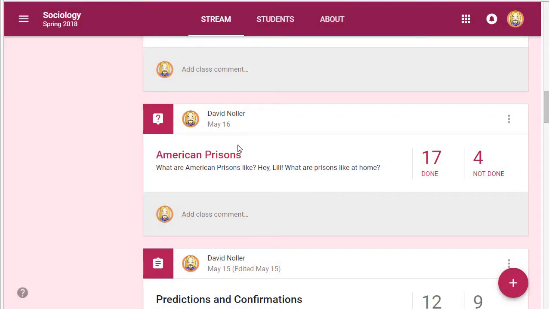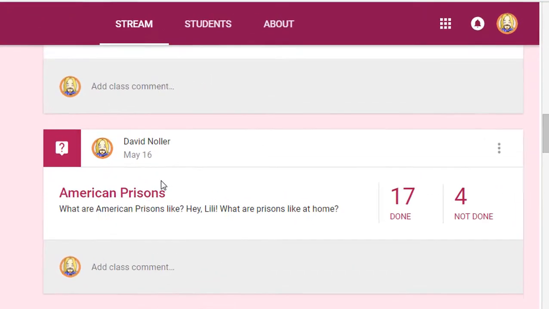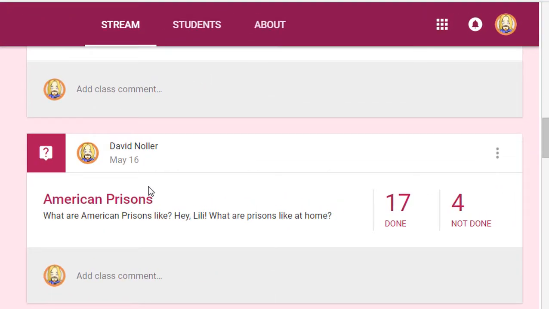Here's an example from my sociology class. I asked this question about American prisons to start a conversation about incarceration. I'm just asking them what they think these prisons in America are like. And I had one student from Sweden, and so I asked her what her prisons are like at home because they're very different. So again, asking a question is not innovative, but here's what's great.